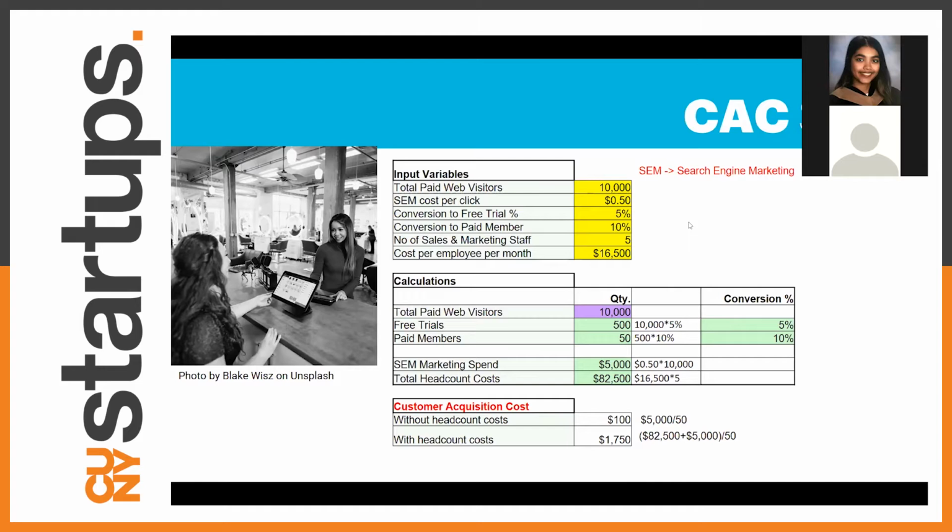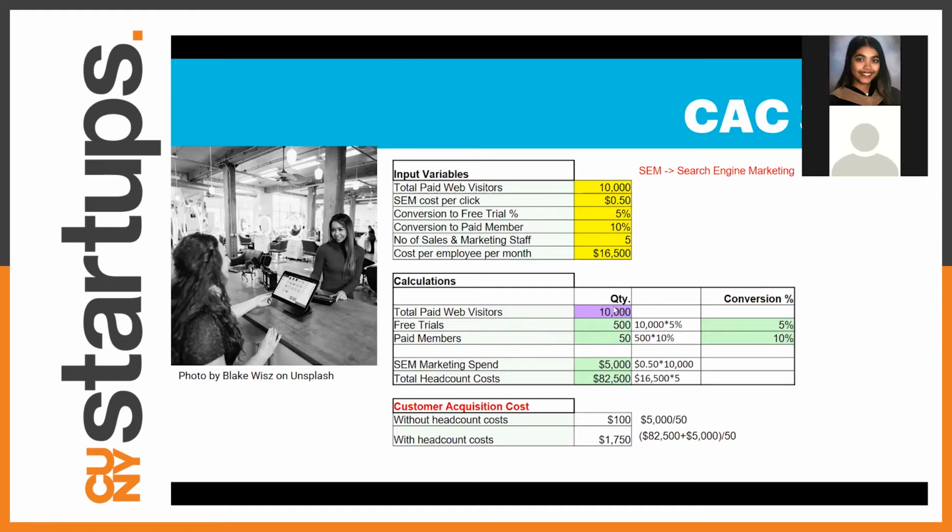And also in this example, I'm assuming that your company has 5 sales and marketing staff, and that the cost per employee per month is $16,500. So that's how much you're paying your employees per month overall for everything, including benefits. So what are the calculations to determine your customer acquisition cost?